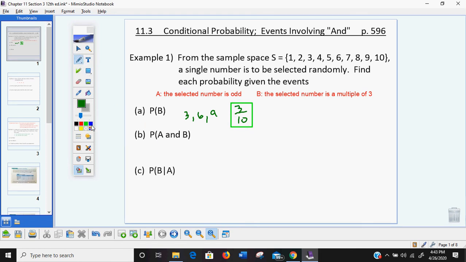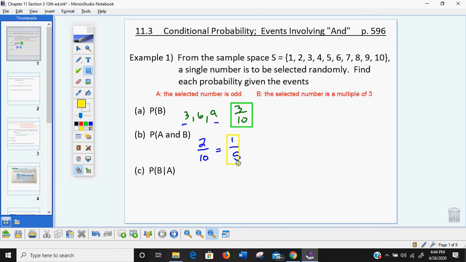Now let's look at the next piece. It says the probability it is A and B. It has to meet both requirements. In other words, it has to be an odd number and it has to be a multiple of 3. Both, okay? So let's look at it. Here's our multiples of 3: 3, 6, 9. So how many of those are also odd numbers? Well, 3 is an odd number, 9 is an odd number, 6 is even, so that one doesn't count. So we would have 2 out of 10. And don't forget that reduces to 1/5. So the answer to part B would be 1/5.